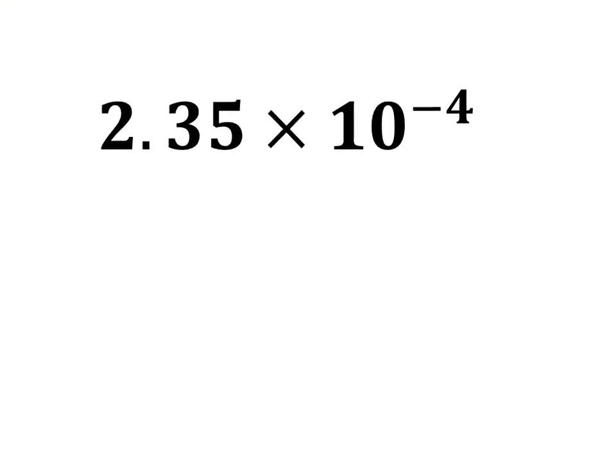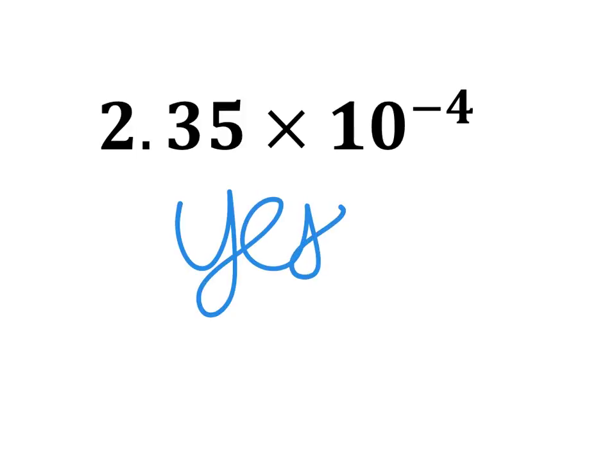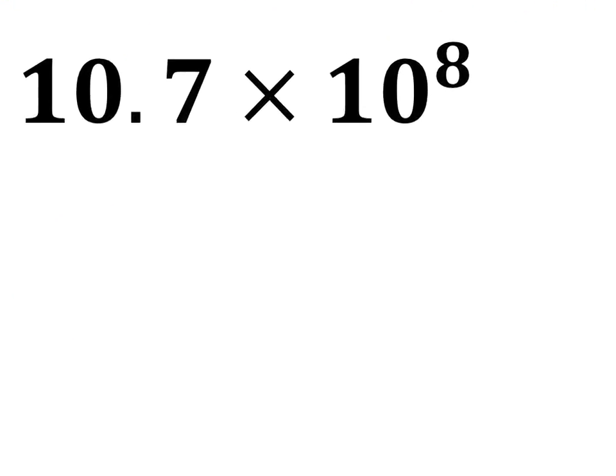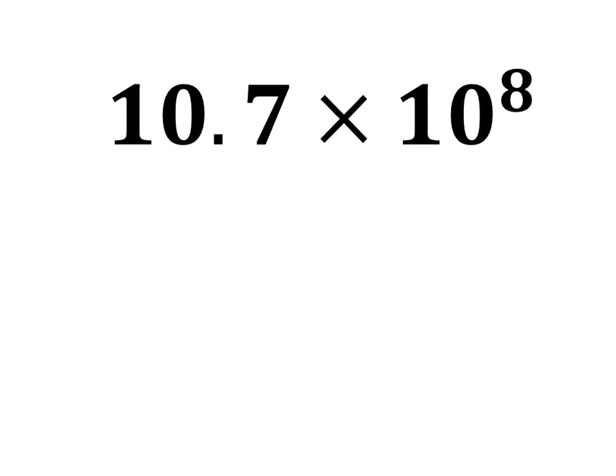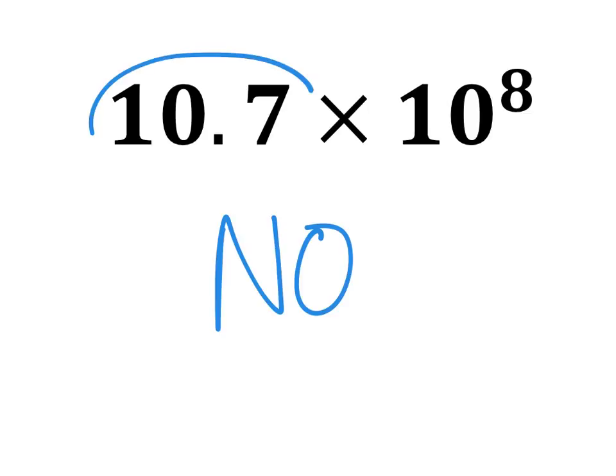Next one: 2.35 times 10 to the negative 4th power. Discuss. Yep. 2.35 is between 1 and 10, negative 4 is a negative whole number, and so it is an integer. Next one: 10.7 times 10 to the 8th. Discuss. Okay, please tell me, is it in scientific notation? No, it is not, because 10.7 is not less than 10. Great. It's greater than, right?